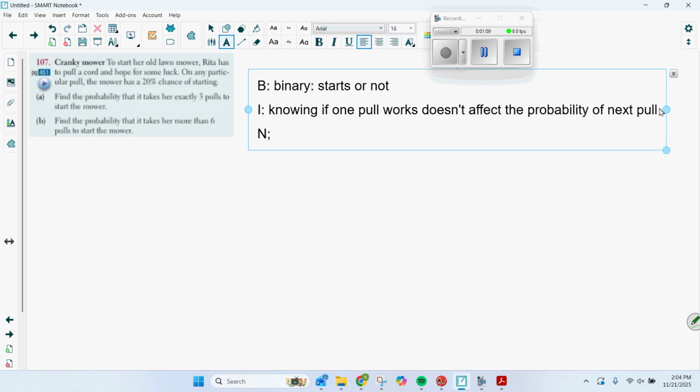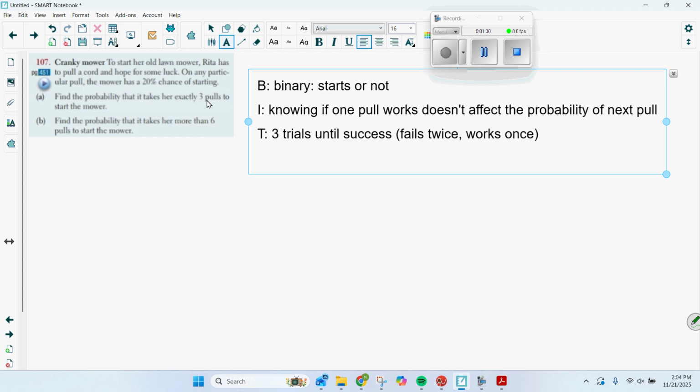Now, there actually is not a set number of trials here. I think that sometimes people see the 3 as a set number of trials, but this is actually a trials until success situation. 3 trials until success. So that means that it fails twice and then works once. That's what's happening. And then the probability of success is 0.20. So that means that this is geometric.